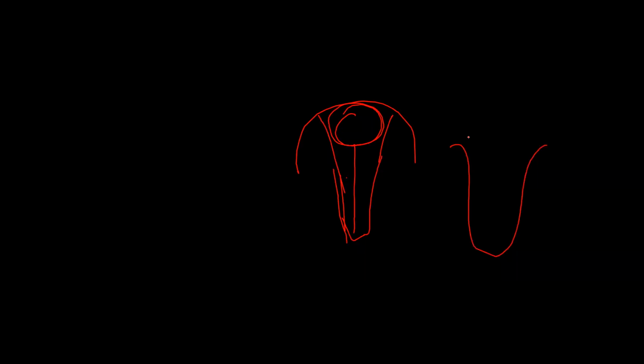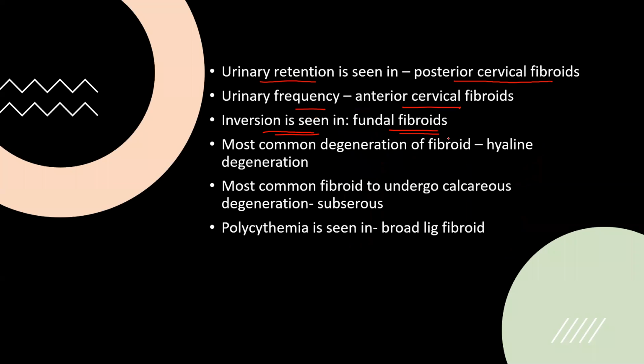We have a fibroid over here, which is increasing in size. That means what happens? There will be a dip over here. So ultimately, the inversion of the uterus will occur. The uterus will become like this. It's just a way I showed.